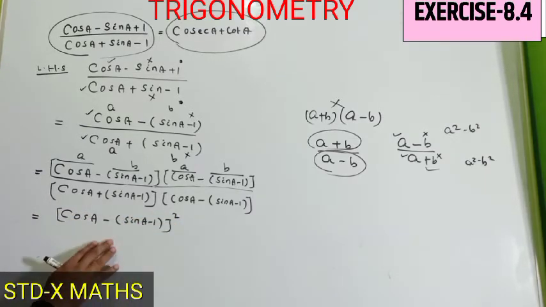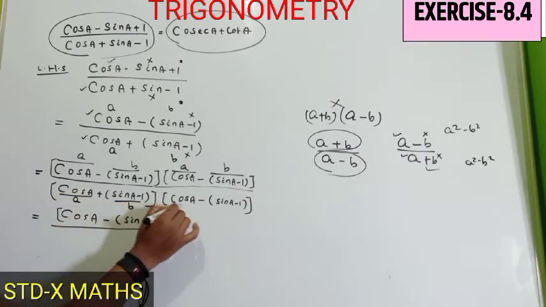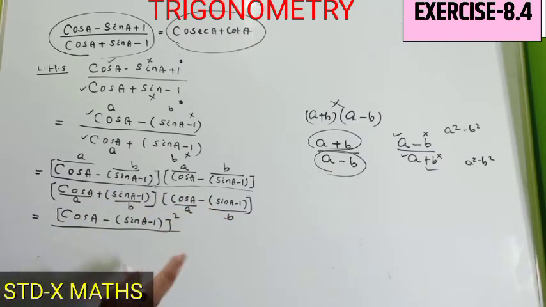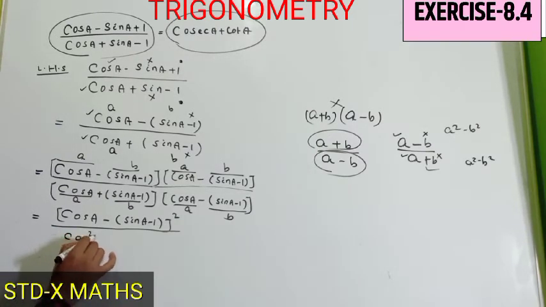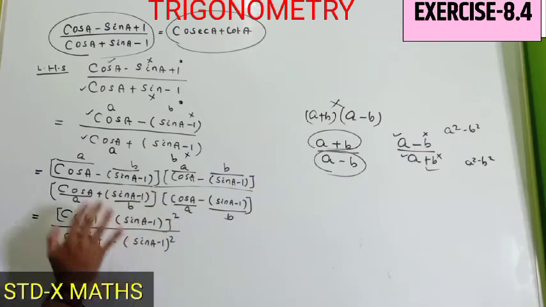The upper one becomes the square of cos a minus sin a minus 1, its whole square, and the below one is in the form of a plus b and a minus b, whose formula is a square minus b square. A square means cos square a, b square means sin a minus 1, its whole square. The upper one is a minus b whole square, and the below one is a square minus b square. Then after we have to proceed in solving this step.